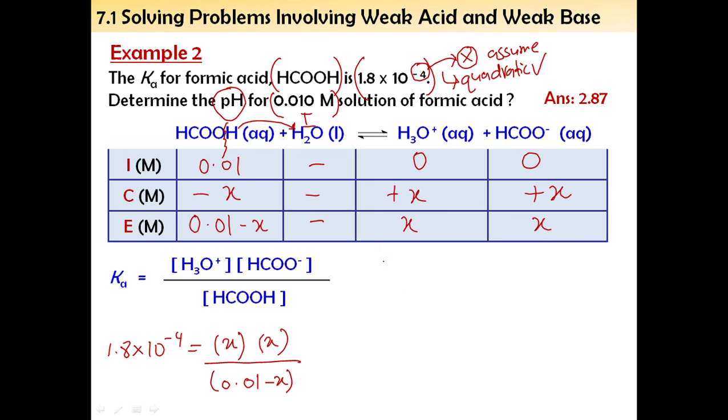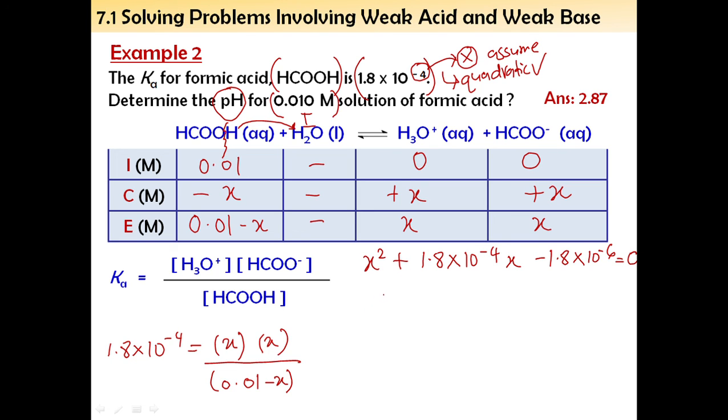And for the quadratic expression, you should get X squared plus 1.8 times 10 to the power of negative 4 X minus 1.8 times 10 to the power of negative 6 equals 0. Okay, so hopefully everyone can get this quadratic expression. Once you have it, just enter the values of A, B and C into the calculator to find the value of X.